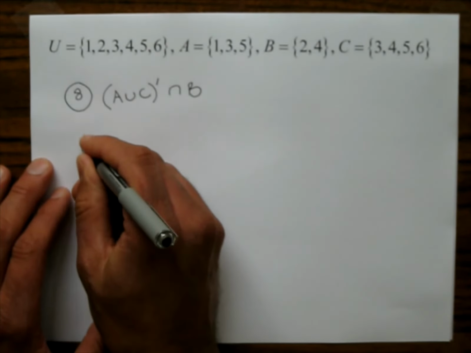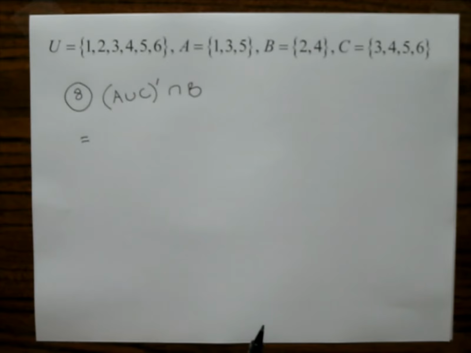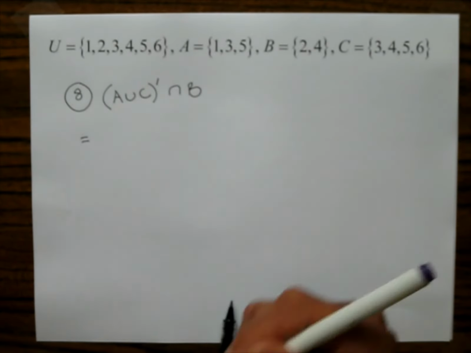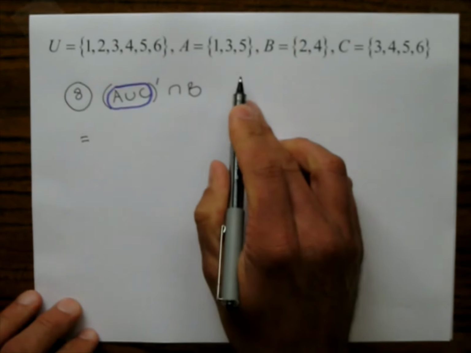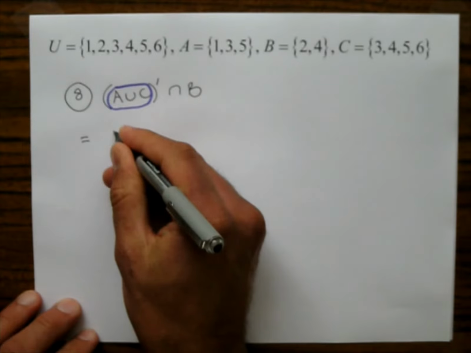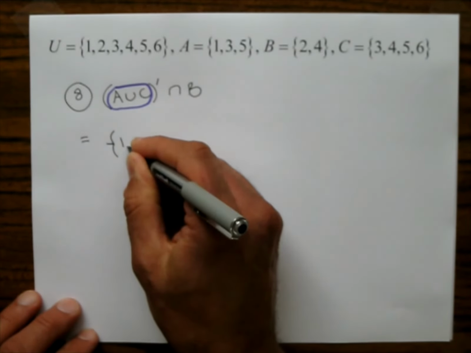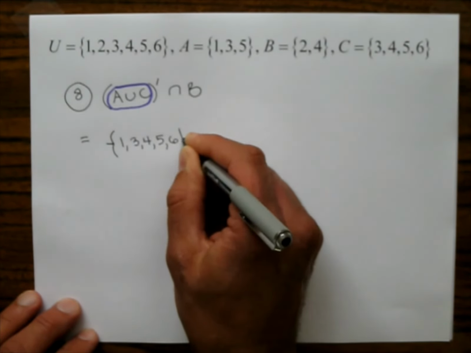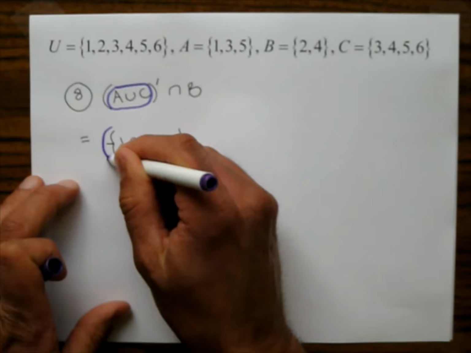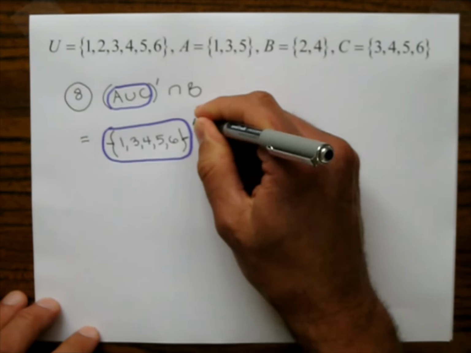Okay, so what I'm going to do on this one is become a little more efficient. I'm going to try to go for efficiency. The first thing you would do in the order of operations is the parentheses, being A union C. So I'm just going to look at A and C and take their union as I write down this first step. So 1, 3, 5 union with 3, 4, 5, 6 is 1, 3, 4, 5, 6. So the purple became that right there. And then there's a complement, so I'll put that right there.